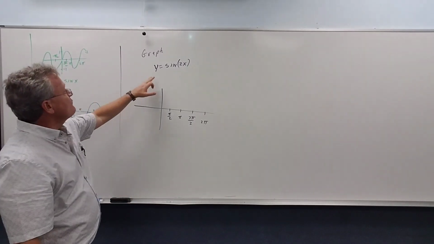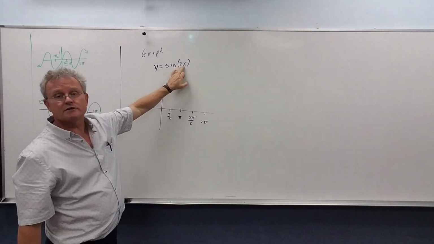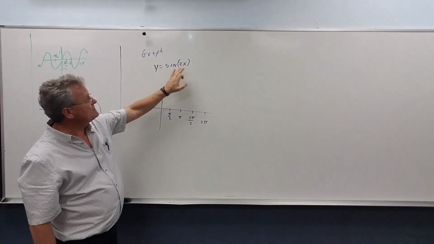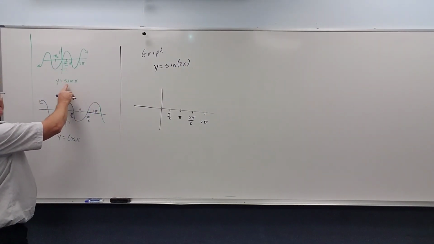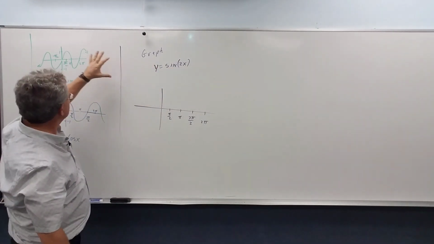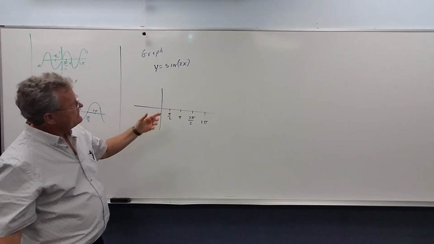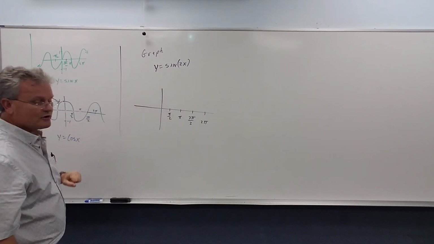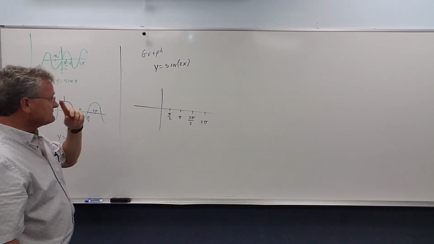Okay, now here we're going to graph y equals the sine of 2x. Before we do this, notice back to the sine of x. This is a sine function. So to graph sines, we refer to the sine graph. If this was cosine, we would refer to the cosine graph, like we did in the last video.